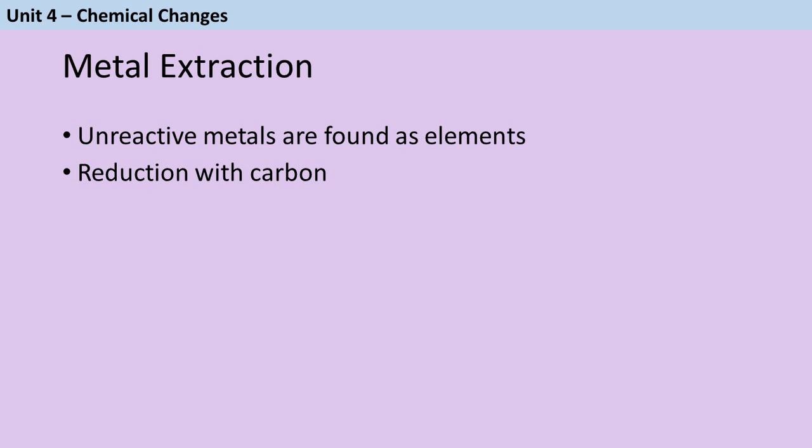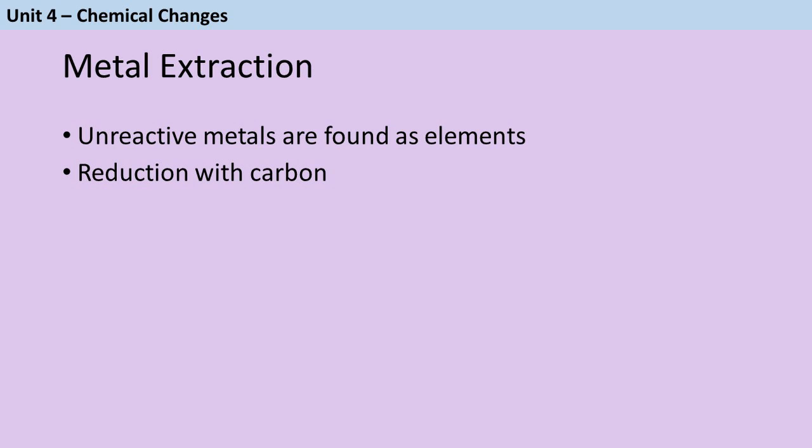Now we can use this information about metal reactivity to think about how metals can be extracted. So very unreactive metals like gold, silver, platinum, copper, things that you would make jewellery out of, they are just found as elements in the Earth's crust. We sometimes say they're found native.